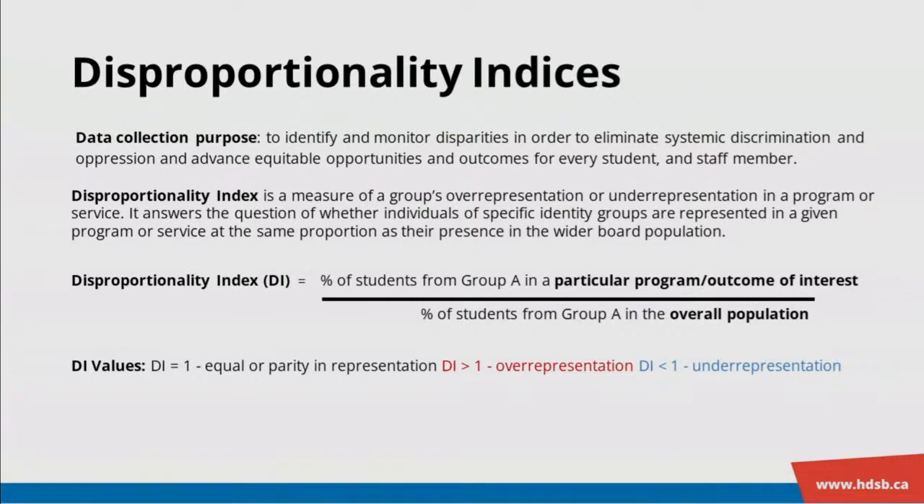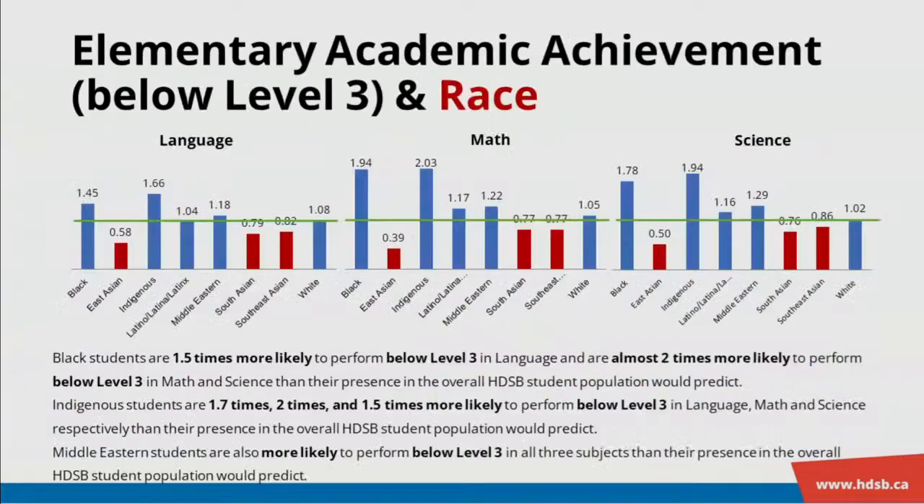And from a human rights and equity perspective, as well as guidelines given to us by the Anti-Racism Directorate, equity is defined by parity. So here we would be looking at a disproportionality index of 1. Anything above 1 is deemed a disproportionality.